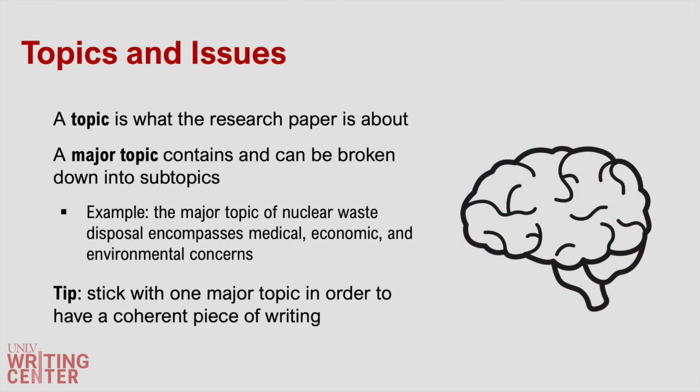Often when we talk about research questions, you'll hear the words topic and issue come up. So let's first define those. Topics and issues are two different but related things that are essential for a research paper. A topic is simply what the research paper is about. Big or broad topics can be broken down into subtopics. For example, the topic of nuclear waste disposal can be broken down into subtopics of environmental, economic, and human health concerns. Always stick with one major topic and decide which subtopics you want to focus on.